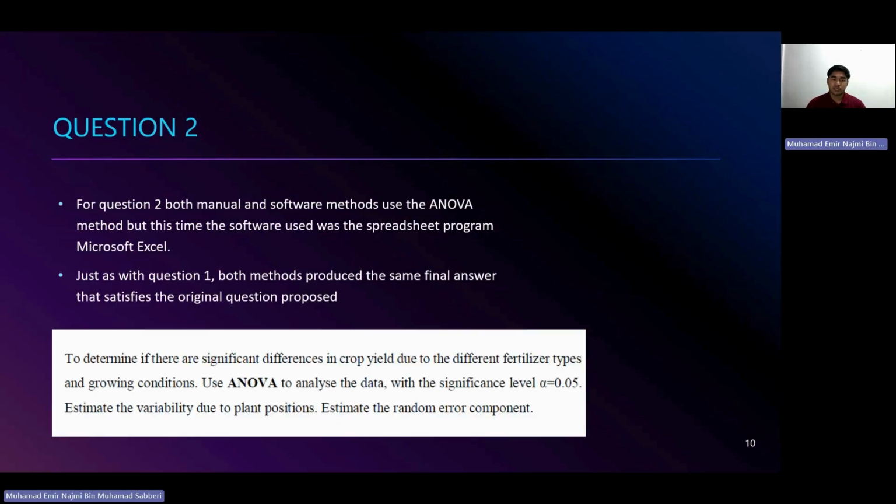Both manual and software calculations produce the same final answer. And for the software method, we use Microsoft Excel. And the variability due to plant position for the greenhouse is 0.2792, and for the field is 0.4533. Random error for both growing conditions, at the greenhouse and at the field, is 0.01.